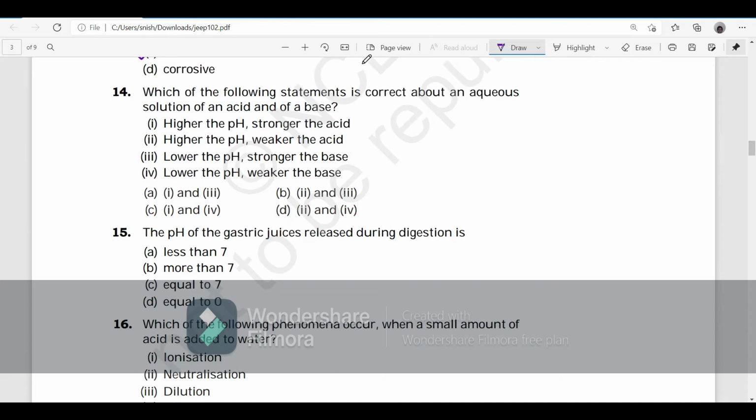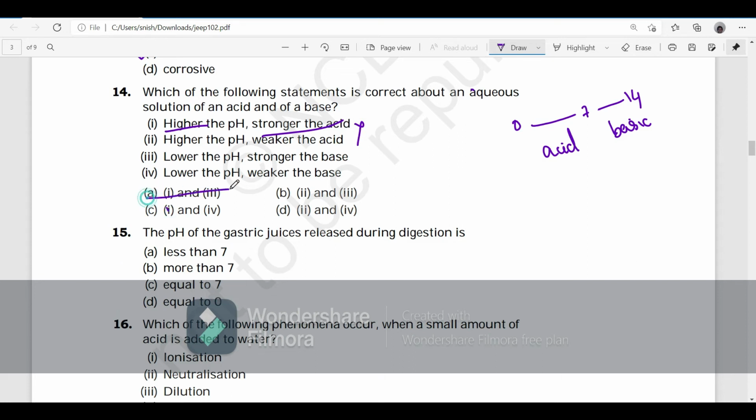Next. Which of the following statements is correct about an aqueous solution of an acid and of a base? Higher the pH, stronger is the acid. What happens? 0 to 7, 7 to 14, right? 0 to 7 you can see acidic nature. 7 to 14 it's basic. So, higher the pH, stronger is the acid or stronger is the base? First one is wrong. It can't possibly be the first option.